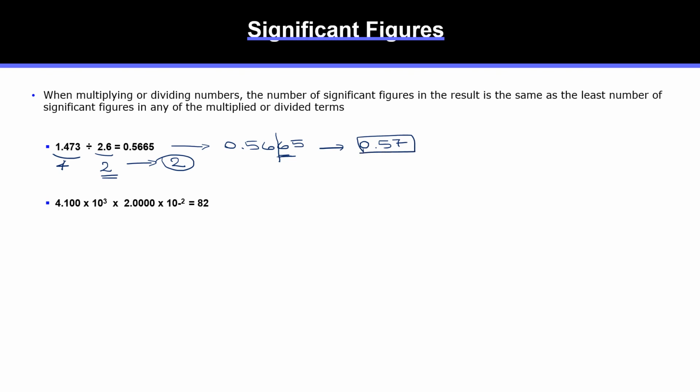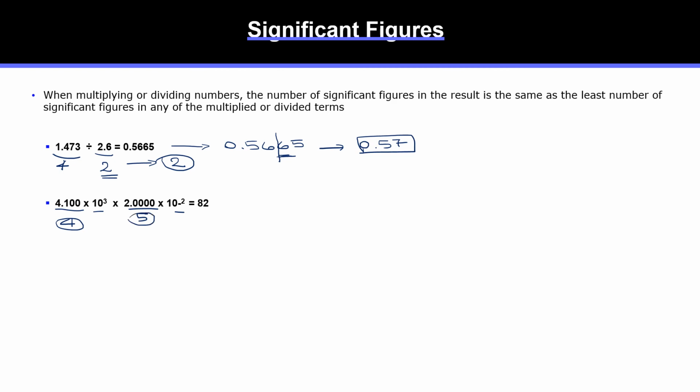In this particular case, we have 4 significant digits here, and here we have 5 significant digits. Remember that when we have exponential notation, we always have to count the number of digits in the coefficient. So here we have 4, and here we have 5.